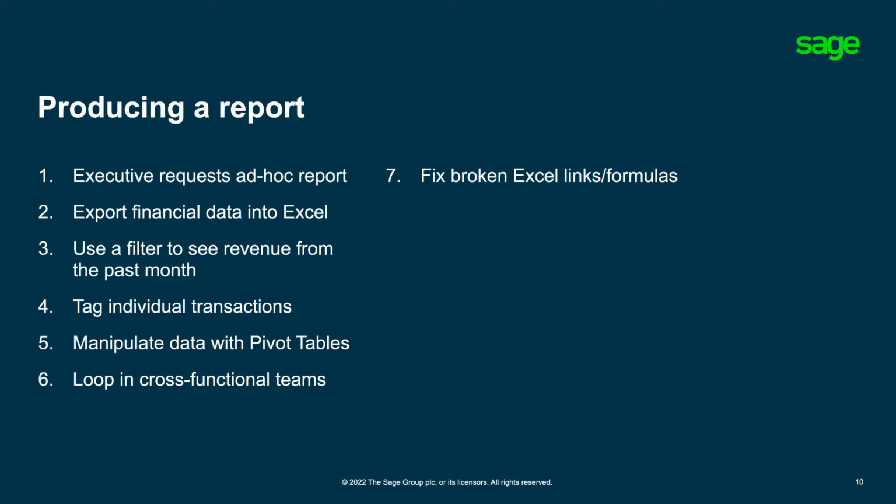Attribute spike in revenue with advertised happy hour specials. Email report to the executive. Receive back spreadsheet with comments of data errors or data discrepancies that you didn't initially catch.